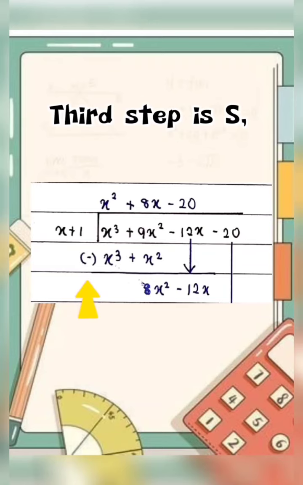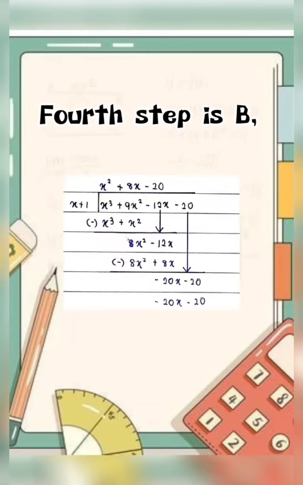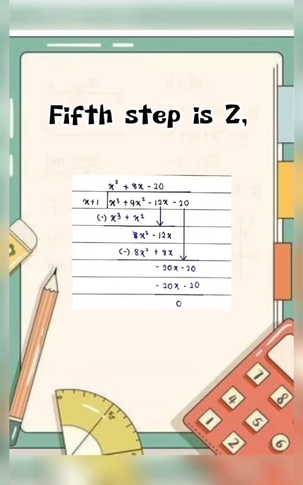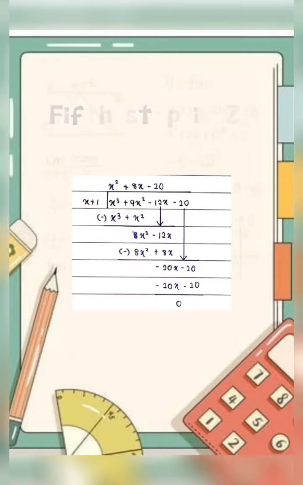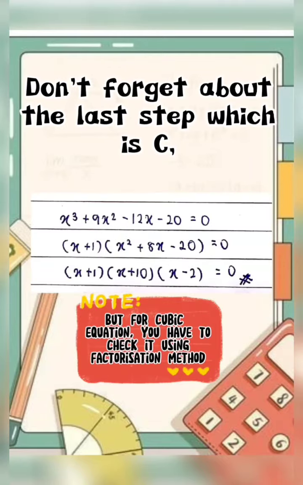To get the remainder, from x cubed, we subtract x cubed and we get 0. Meanwhile, we get 8x squared after we subtract x squared from 9x squared. The fourth step is B, or bring down. In this step, we bring down the next value, which is negative 12x, to repeat the steps earlier. In the end, we will get 0 for the remainder and write the answer for the division. And the most important thing, don't forget to factorize the equation, which is in step C, or check.